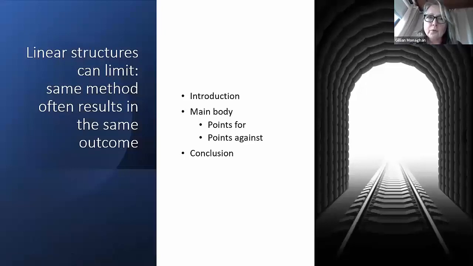So they're an alternative to linear structures. Linear structures are often used in assignment writing, assignment planning. They're often what we've been taught throughout schools and college. And at one level, there's nothing wrong with them. However, they can be very limiting in the way that they allow you to think, in that they can send you down a very straight, narrow path. Introduction, main body, points for, points against, or advantages, disadvantages, conclusion. And we can get stuck in these linear structures.